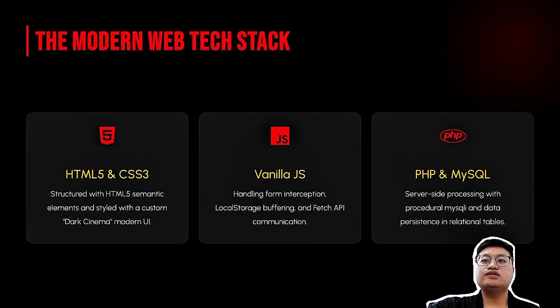In order to achieve this objective, I utilized the modern web tech stack shown here. For the front end, I structured the application using HTML5 semantic elements and designed a custom dark cinema user interface with CSS. For the logic layer, I strictly used vanilla JavaScript to handle form interception, local storage buffering, and the fetch API communication. Finally, for the backend, I used procedural PHP to process the incoming data streams and connect to a MySQL database that runs on my local port for permanent storage.